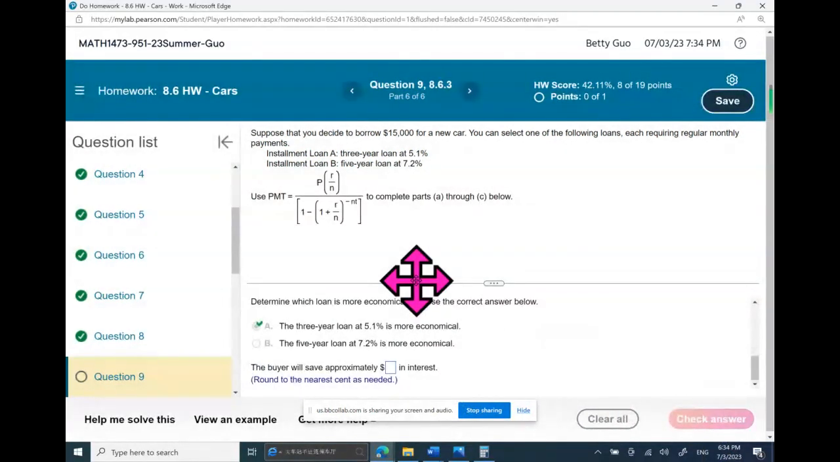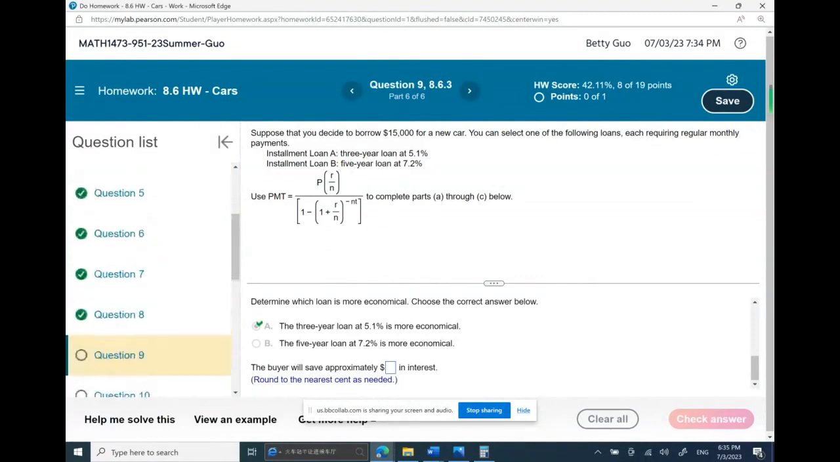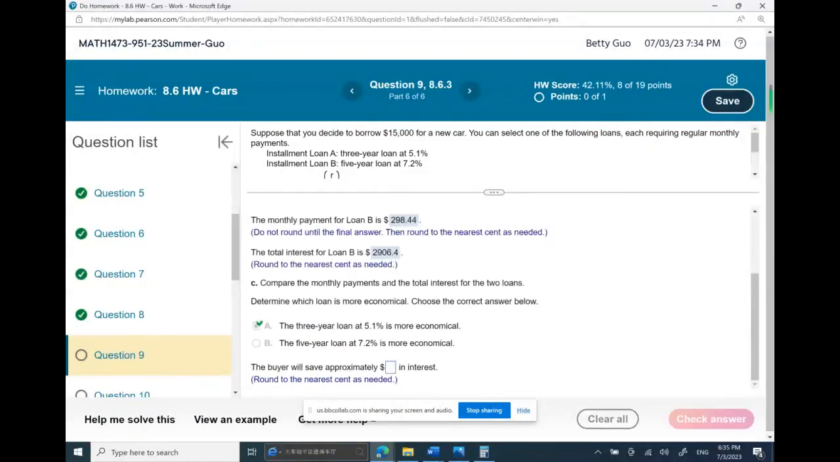So that's some questions in section 8.6. Let me see how many questions are left. And I will let you finish the rest of the questions, all right? This is a very good question. We have learned how to use the TVM solver to find the monthly payment. Once we have the monthly payment, how do we figure out the total interest for the car loan? And for the rest of the time, let's go to section 8.7.